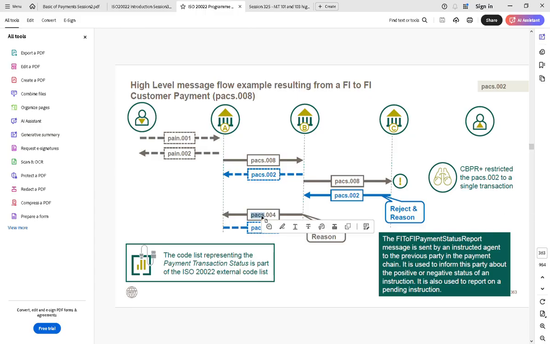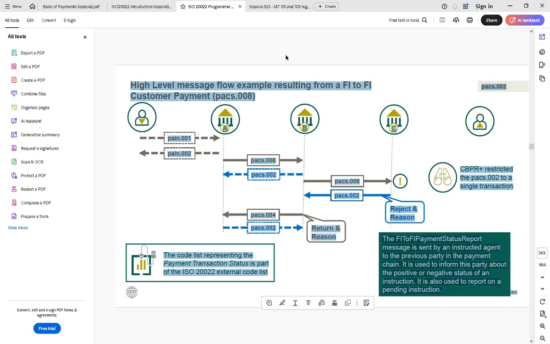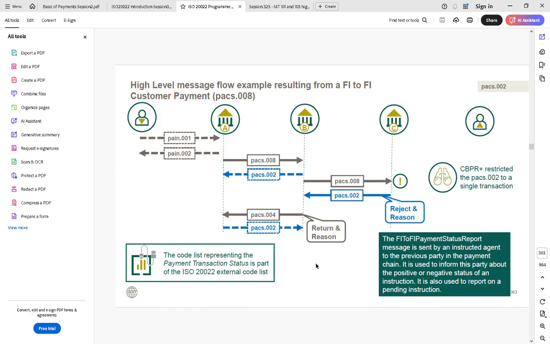Again, what is PACS.004? Who can tell me now? What is PACS.004?